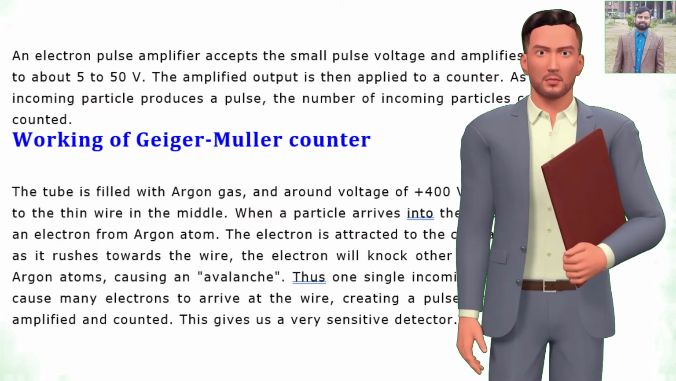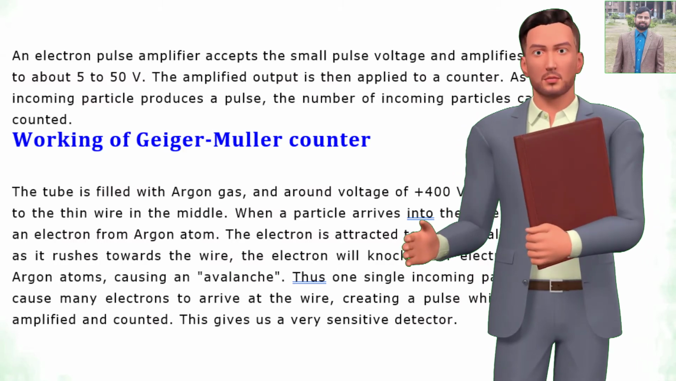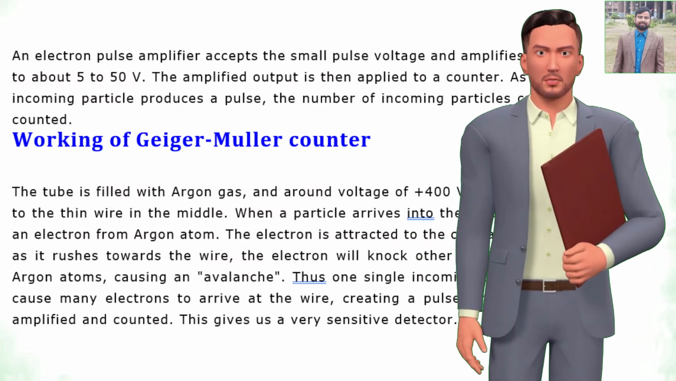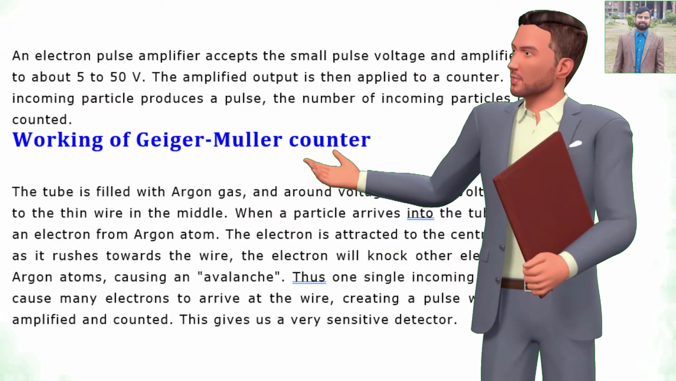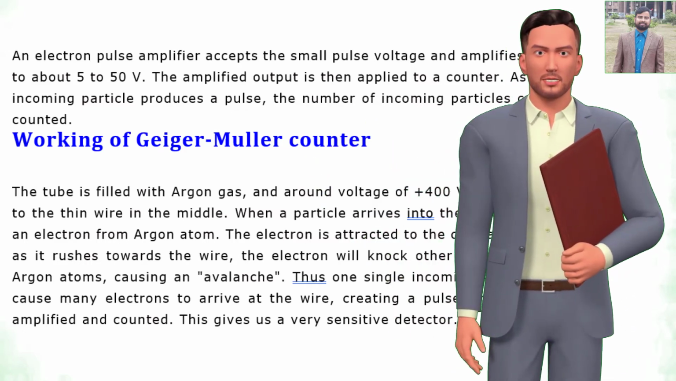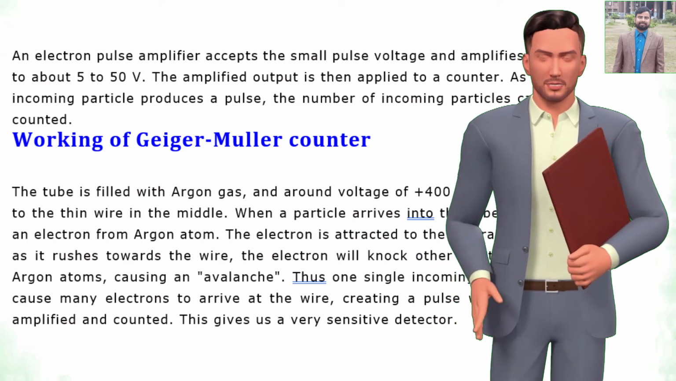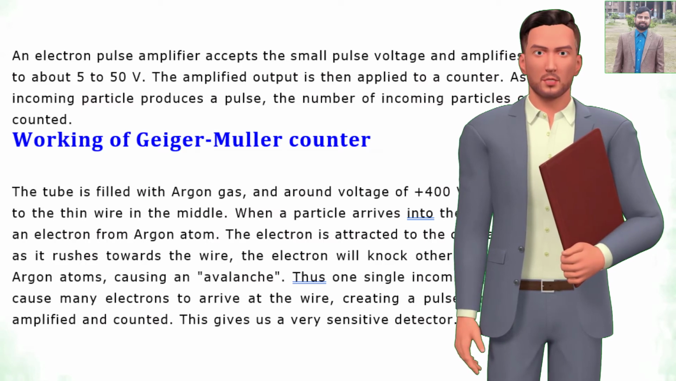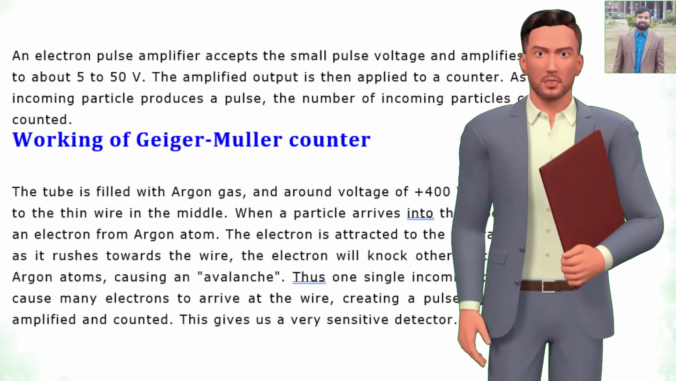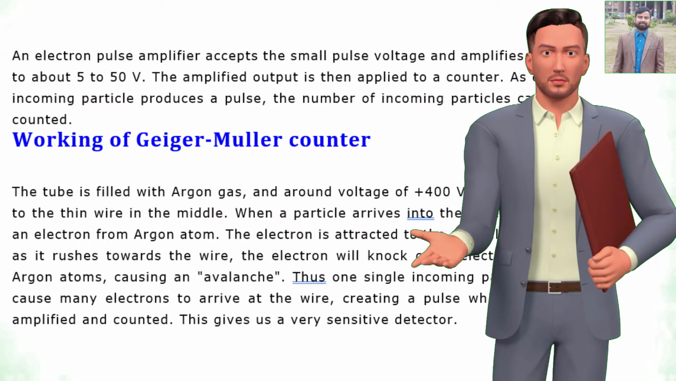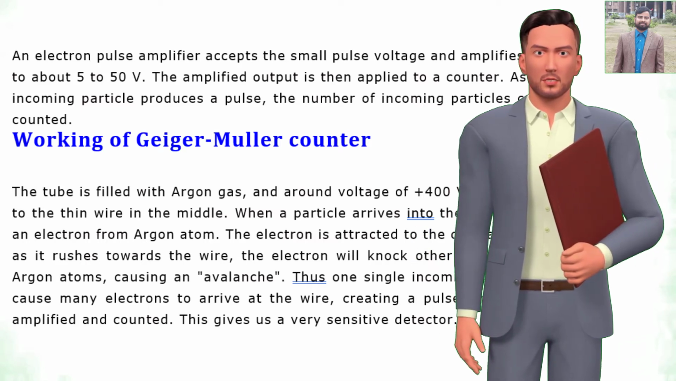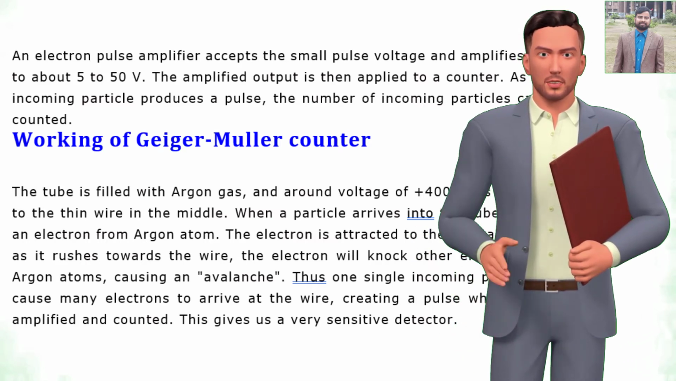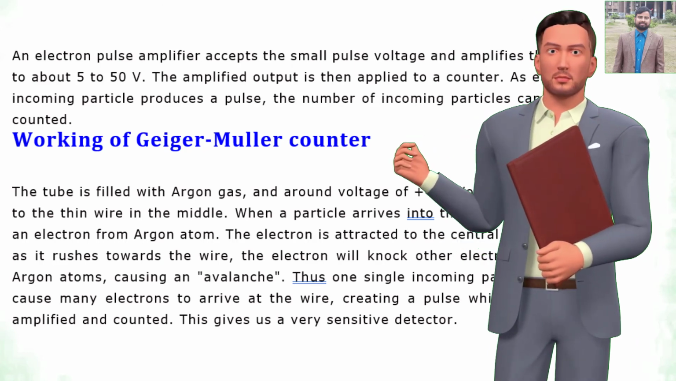Working of Geiger-Muller counter. The tube is filled with argon gas, and a voltage of plus 400 volts is applied to the thin wire in the middle. When a particle arrives into the tube, it takes an electron from an argon atom. The electron is attracted to the central wire, and as it rushes towards the wire, the electron will knock other electrons from argon atoms, causing an avalanche. Thus one single incoming particle will cause many electrons to arrive at the wire, creating a pulse which can be amplified and counted. This gives us a very sensitive detector.